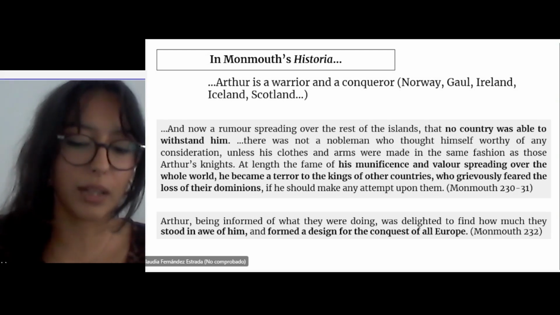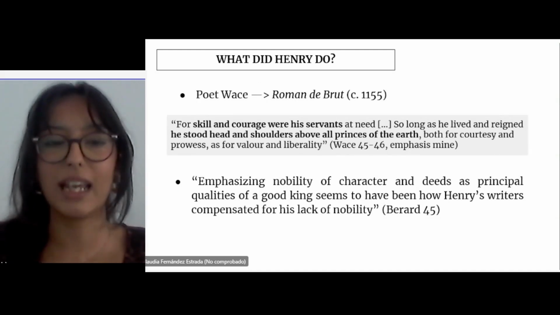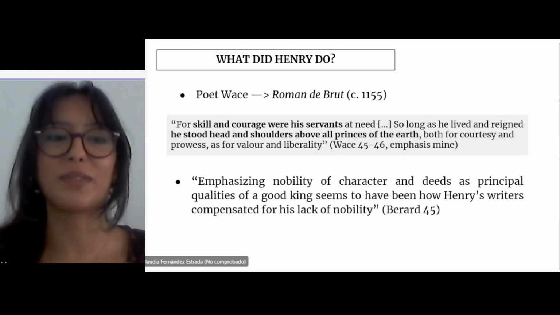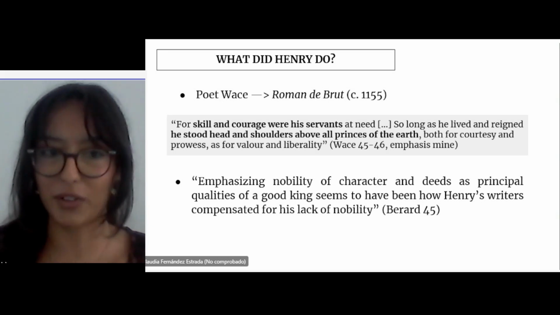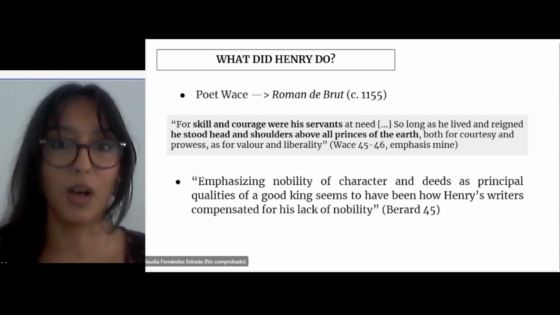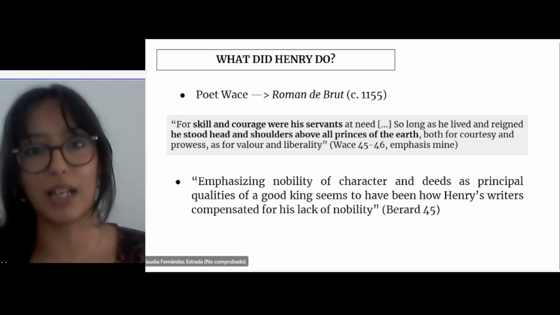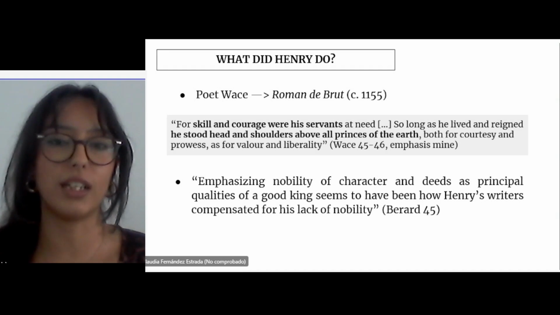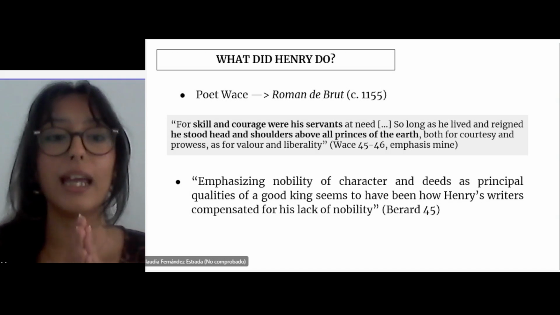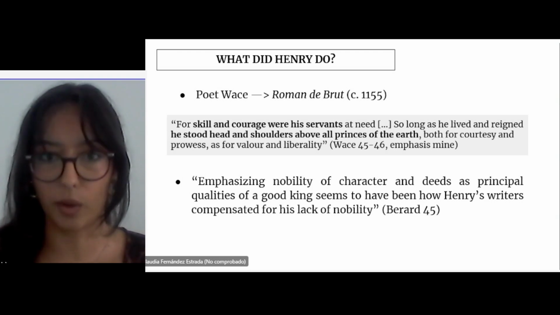Well, Henry, we could say that he understood the importance of being portrayed in a manner similar to Arthur. And luckily for him, he was surrounded by a great group of chroniclers and propagandists, such as poet Wace, who very famously wrote the Roman de Brut under Henry's patronage, and which is a translation into Norman French of Monmouth's history.